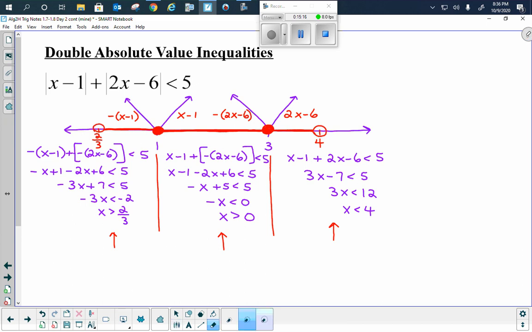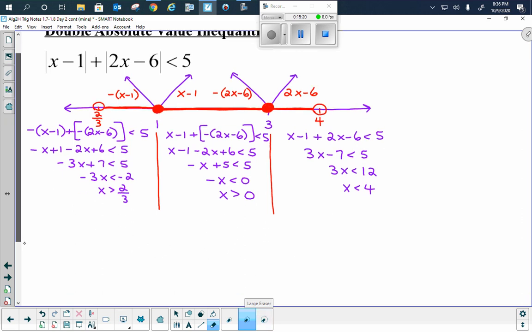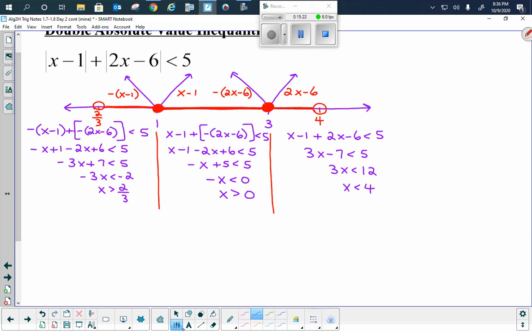Now I completely depend on just the number line to give me my answer. And that answer now, since the 1 and the 3 are filled in, is literally one interval from 2/3 to 4, not including them. So it looks like it should be parenthesis 2/3 comma 4 parenthesis.